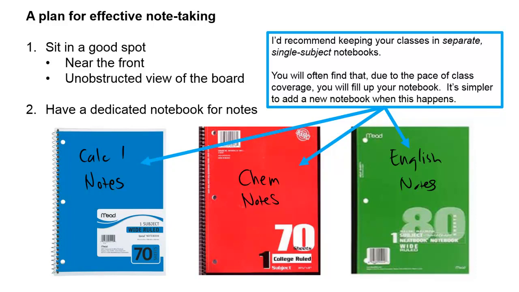You're going to find that, due to the pace of class coverage, you're going to fill up your notebooks. And it's far simpler to add a new notebook when this happens than to try to somehow budget between a one-subject notebook here and a partially filled three-subject notebook over there. Separate notebook for each one. I'd also recommend getting a notebook that has perforated pages in it so that at the end of the semester you can rip those pages out and stick them in the three-ring binder with your homework.